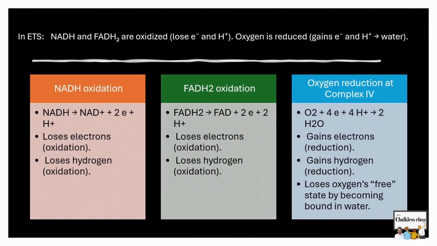Within the electron transport system, ETS, the electron carriers NADH and FADH2 are oxidized, meaning they lose electrons and hydrogen ions, protons. Simultaneously, oxygen is reduced as it gains electrons and hydrogen ions to form water. Specifically, the oxidation of NADH converts it into NAD+, releasing 2 electrons and 1 H+. The oxidation of FADH2 converts it into FAD, releasing 2 electrons and 2 H+. The reduction of oxygen occurs at complex 4, where O2 accepts 4 electrons and 4 H+ to produce 2 molecules of water.